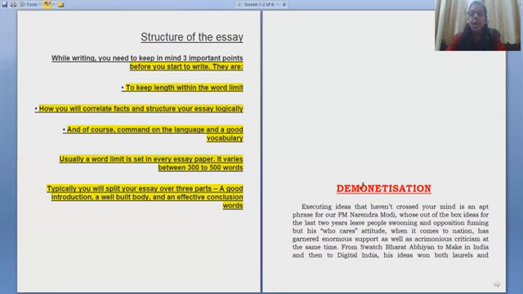Now today we are taking an example of a very common type of essay that has appeared in previous year papers as well. The topic is demonetization. The topic can come as it is, like write an essay on demonetization, or in certain cases they can tell you to write an essay on whether demonetization has served its purpose, or what were the positive and negative effects of demonetization. These are certain examples. They can frame the essay topic in different ways.